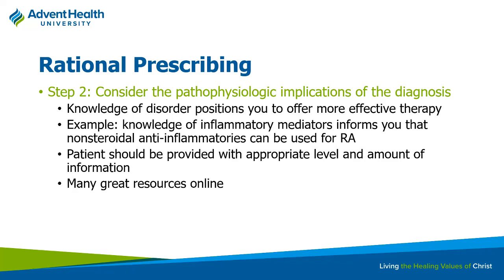So, for instance, with RA, you're going to learn that it's basically the body attacking itself, particularly with the joints. It's an autoimmune condition. There's a lot of inflammation. So, how do we treat that? Well, to treat inflammation, you give anti-inflammatories, right? That will guide us into choosing what kind of drugs we use in order to treat those different issues associated with RA.